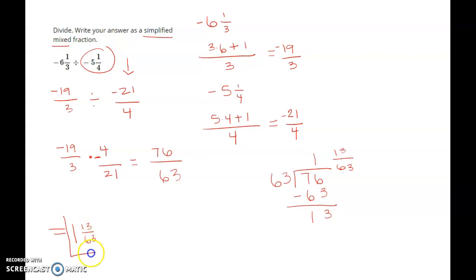We do want to do a quick check, make sure 13 and 63 can't simplify further. They can't in this case, so that will be our final answer. Notice the original problem was given to us as mixed numbers. The final answer was a mixed number, and that's often the case that you need to put your final answer in the same form you were given the problem.